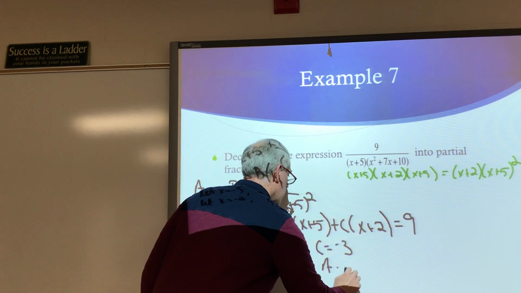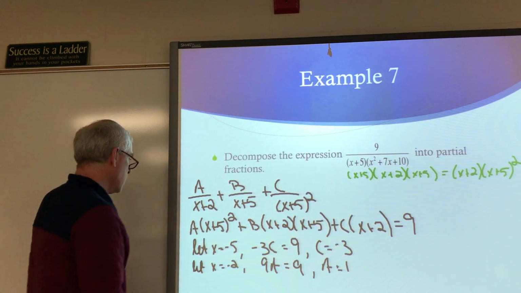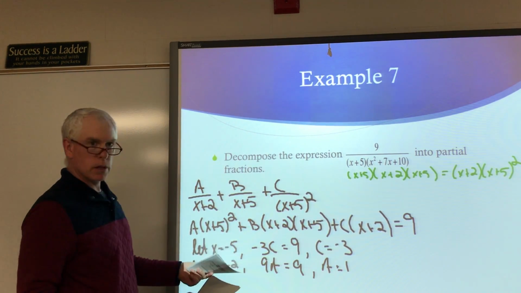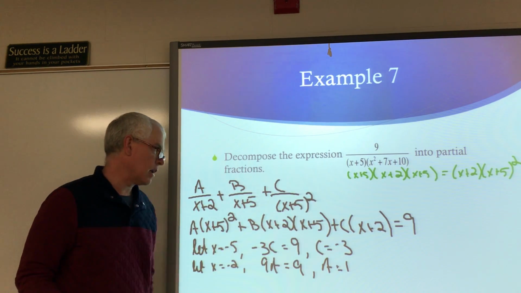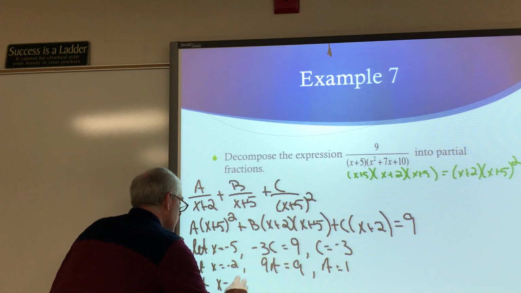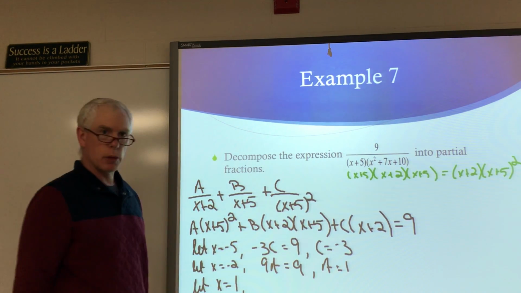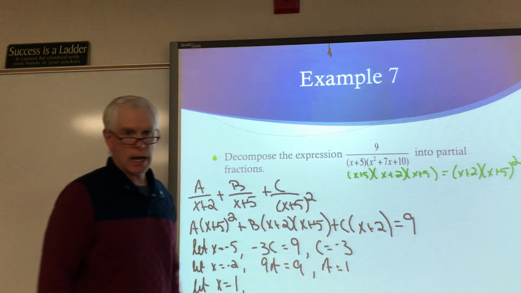So a is 1. Now, the tricky part on this one is, how do I find b? Right? I can't pick some convenient value and eliminate everything completely. So what I have to do at this point is just pick any value I want for x. I pick something like 1 because it's really easy to put in. But I already know c and a. I know what they equal.